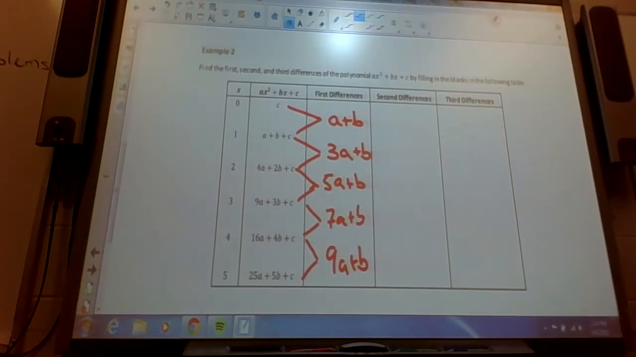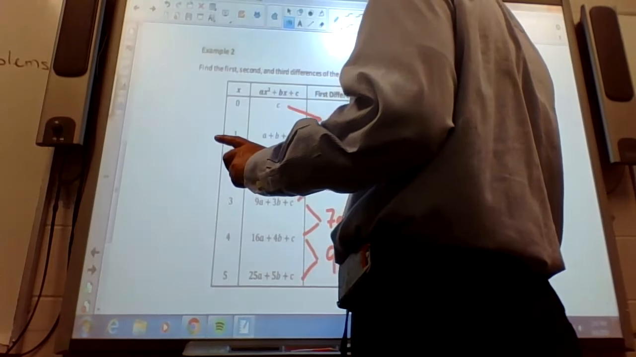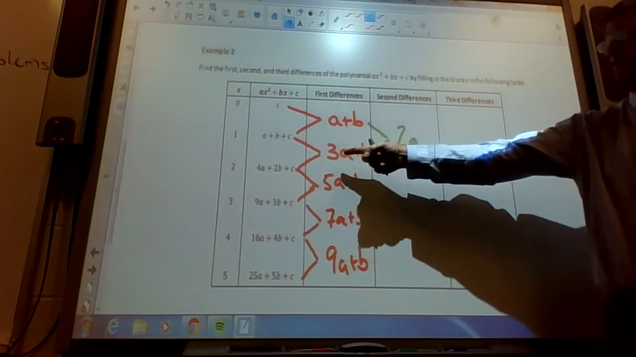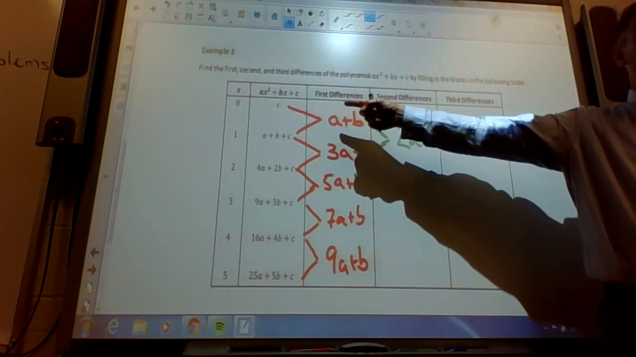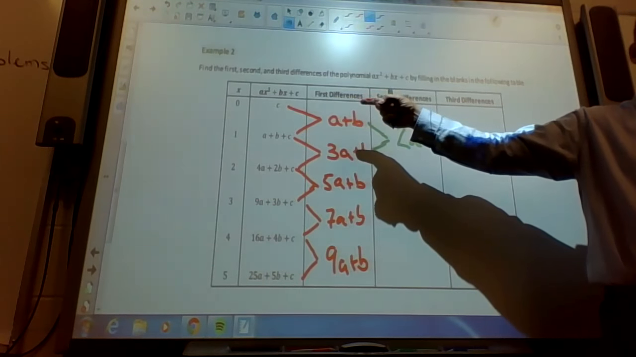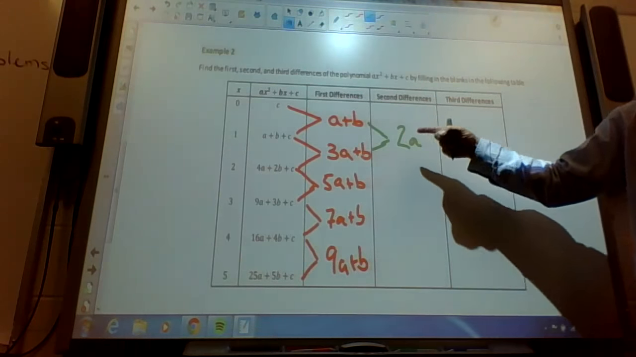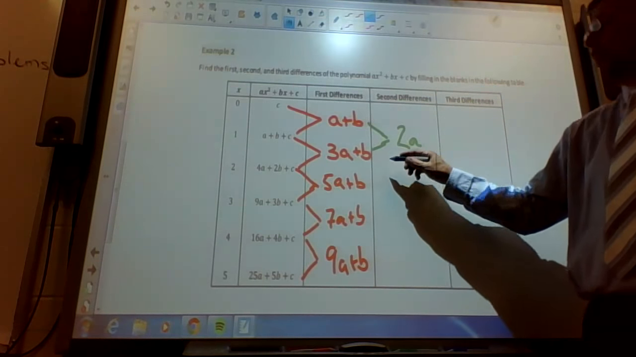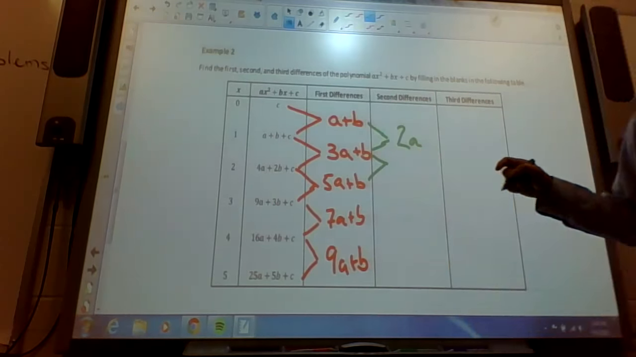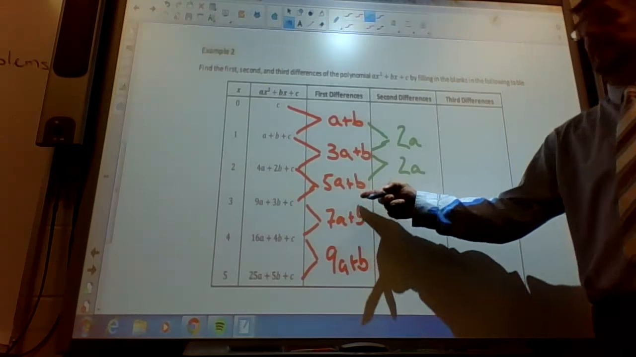All right. Next column. Who was able to get the second column filled in? All right. Michaela, what is your first entry in the second difference column? 2A. How'd you get that? Well, 3A minus, I'm taking away 1A, right? That leaves me with 2 of them. I got 1B here, taking away 1B. How many B's am I left with? 0. So 2A is my second difference there. What's my second difference here, Jared? 2A. Second difference here.